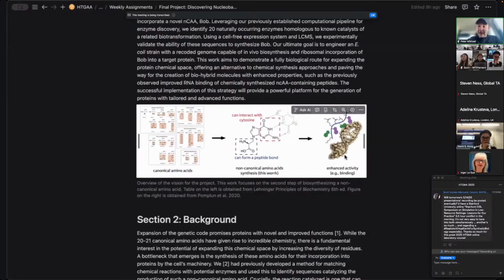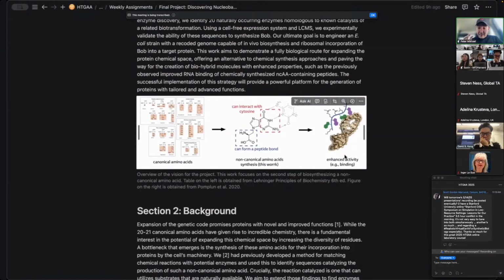Then you need to have an enzyme that you can put into a cell, let's say, that can generate these amino acids that then get charged onto RNAs and then incorporated into proteins that you want. So that's the big vision here. The very specific work that we're doing is the bit in the middle. So we're trying to say, can we find an enzyme that actually would yield this product?